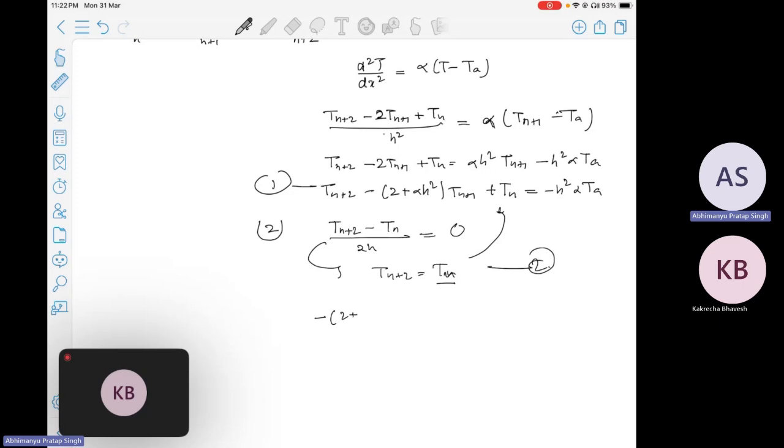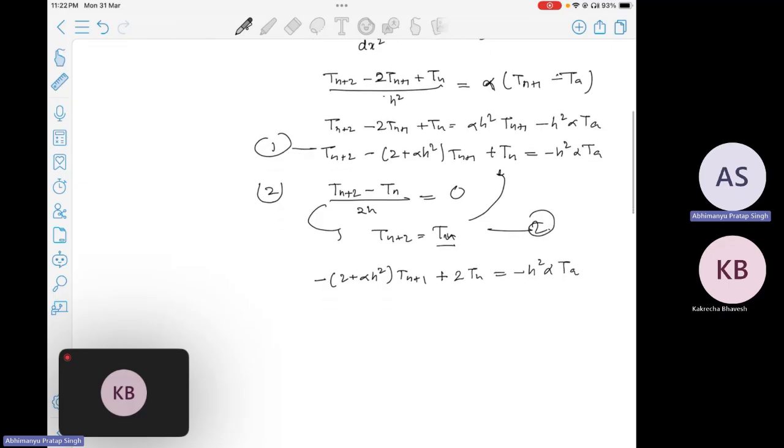Then we will get minus (2 plus alpha h square) Tn plus 1 plus Tn, and then we have another Tn plus 2. We replace that with Tn. So we get 2Tn minus (2 plus alpha h square) Tn plus 1 is equal to minus h square alpha Ta. Yes, they want this to be represented as An Tn plus An plus 1 Tn plus 1 is equal to b.